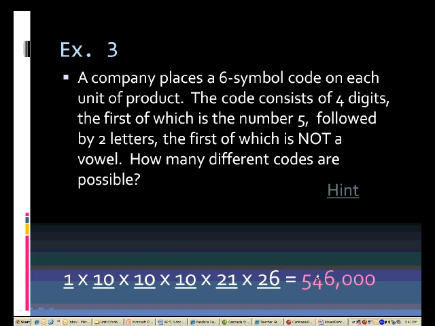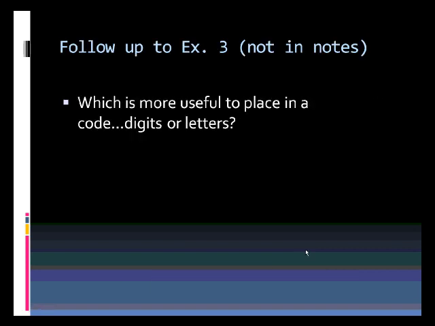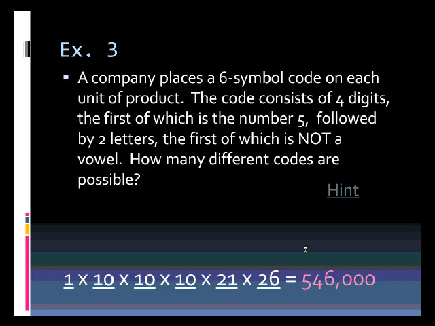Questions? All right, let's look at the next one. So, well, first of all, let's talk about this for 1 second. 546,000 codes. If you are a really big company, would this be enough codes for you? No, if there was like a separate code, like a barcode on every single thing you produce, this wouldn't be enough, right? What could we do to up this number of possible codes?